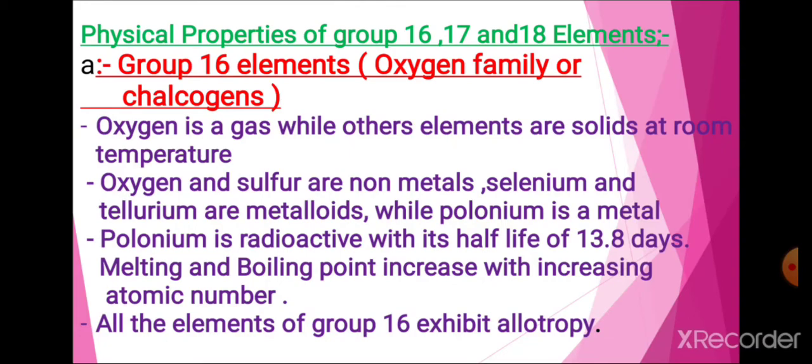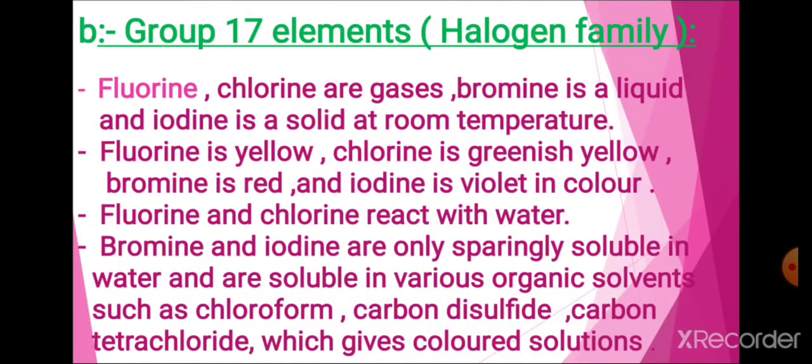Next to this are the properties of group 17 elements, that is the halogen family. This halogen family consists of 5 elements. These are fluorine, chlorine, bromine, iodine and astatine. Their general electronic configuration is ns2 np5, meaning they have only one unpaired electron in their valence shell.